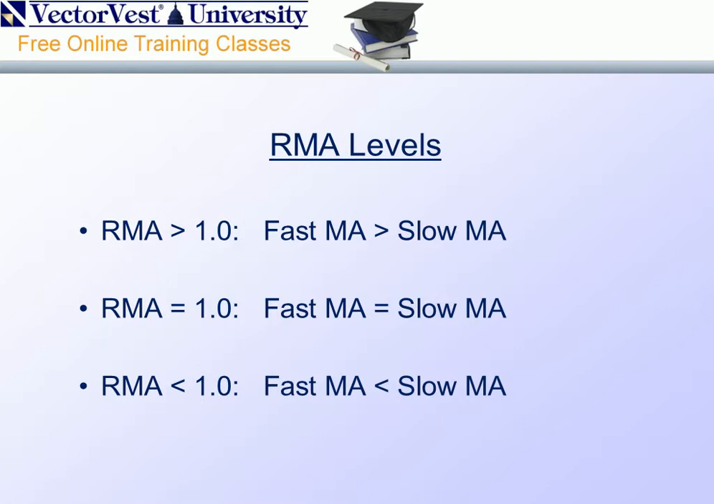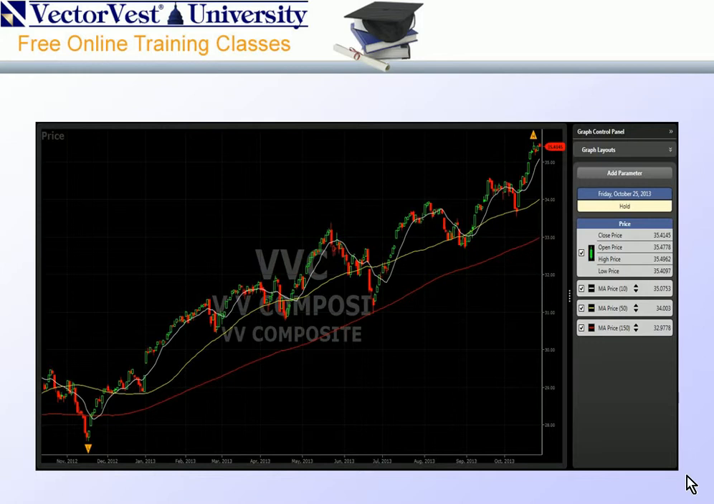This tool has at least two powerful implications. First, they can help us identify stocks that are in current trends by virtue of their RMA value. For example, looking at the VectorVest composite chart, you might look for situations where the 50-day is above the 150-day, or the 10-day is above the 50-day, or maybe even price is above the 50-day as an indication that the stock is in an uptrend. This is very different than looking for their point of crossover.